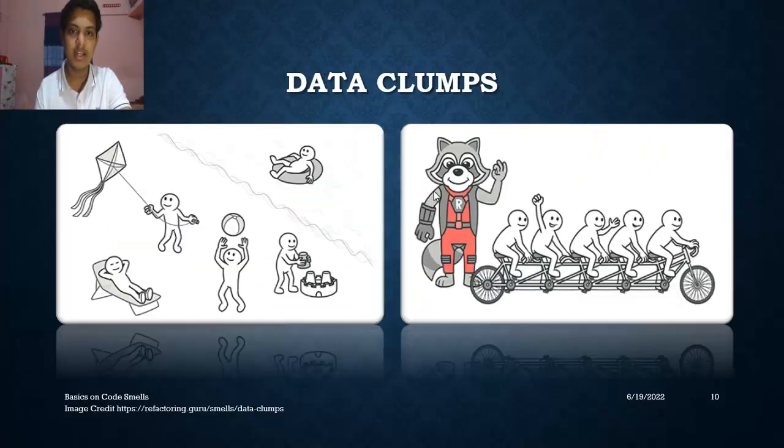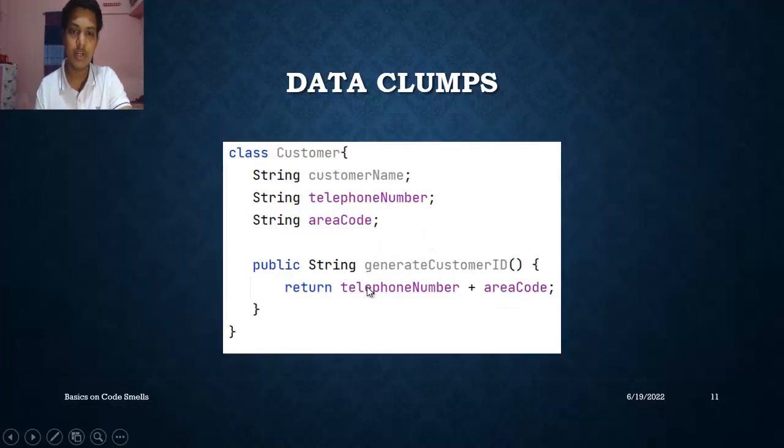Data clumps. In our code, we can have many parts that are doing different responsibilities, like one is playing, and one is swimming, and one is taking rest. But if we want to make our code more standard, then we have to make proper use of all the parts of our code. For example, in the customer class, we have two properties that go together, for example, telephone number and area code. We can make another class for this purpose.